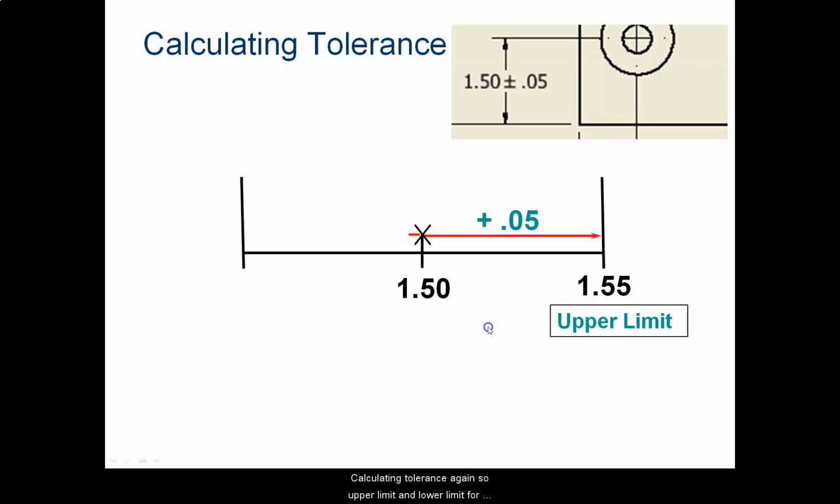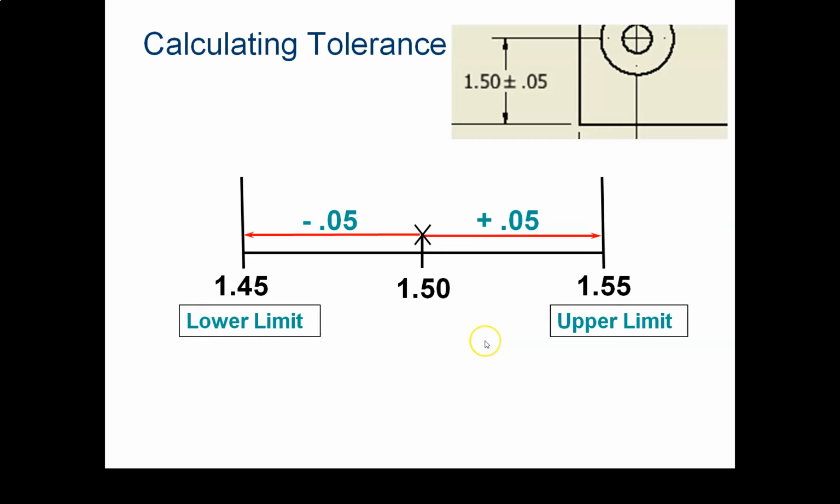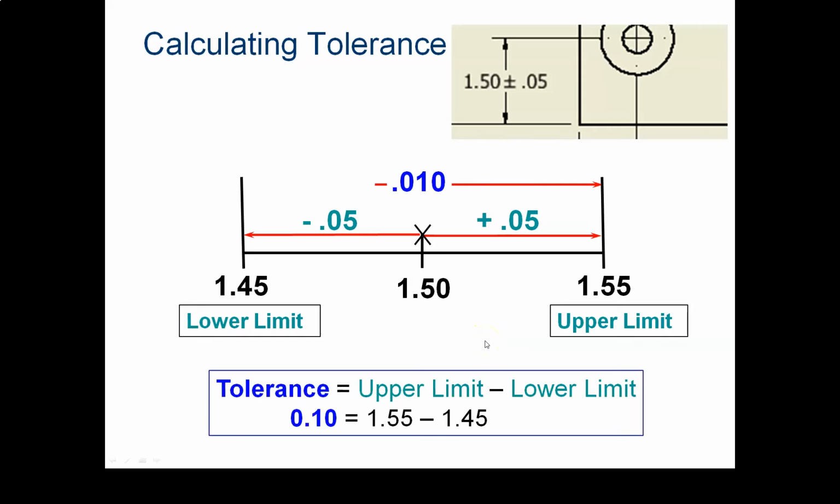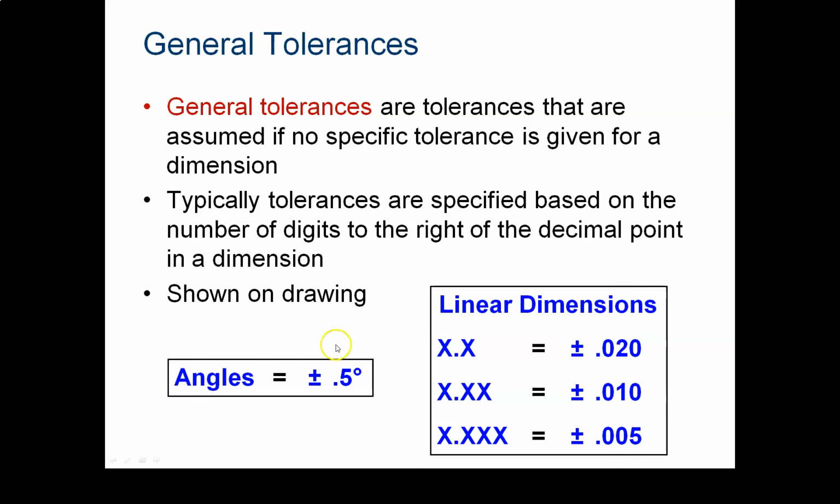Calculating tolerance again, so upper limit and lower limit for that unilateral measure. So if someone asks you what's the tolerance, you could specify 0.01. It's actually 0.1. So that's not right. It's supposed to be 0.1, you guys.